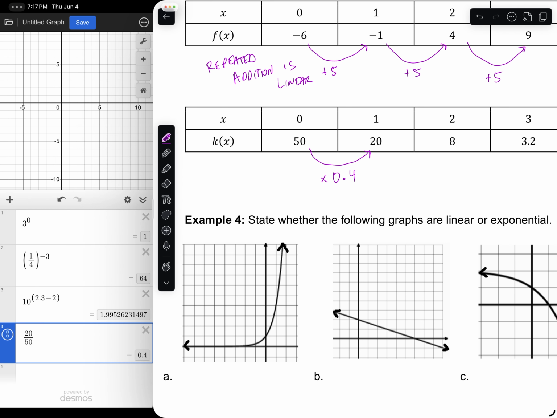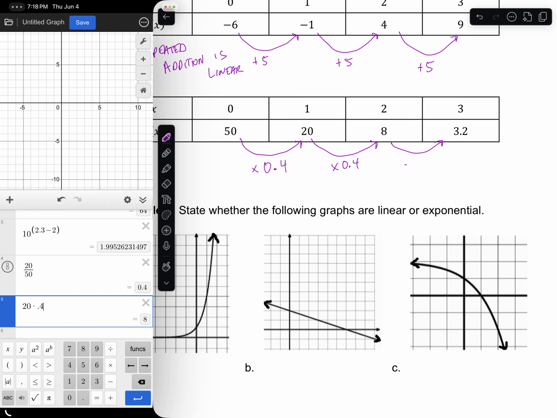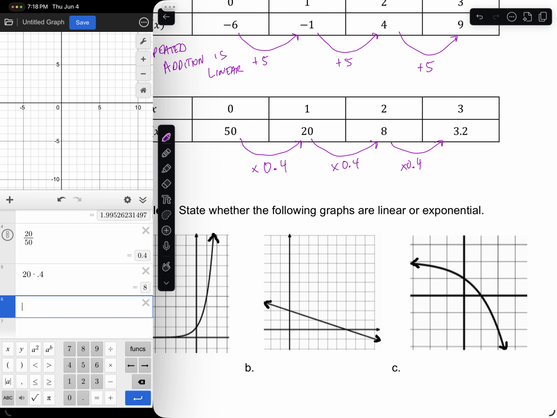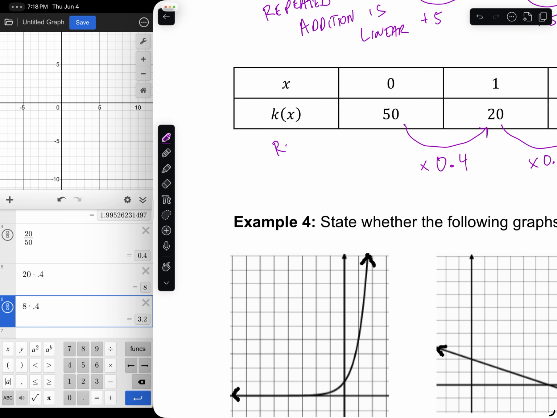I'm multiplying by 0.4. Now, to go from 20 to 8, I guess I would multiply by 0.4. Let's see if that's right. 20 times 0.4, I get 8. So that means I must multiply by 0.4 again. 8 times 0.4 will be 3.2. So this one is repeated multiplication, and the shortcut for repeated multiplication would be to use an exponent. So this one is exponential.